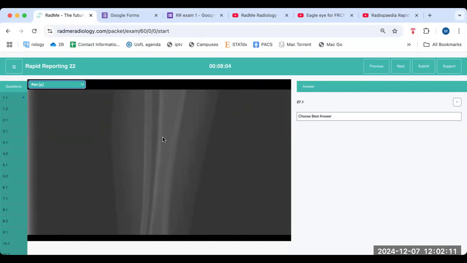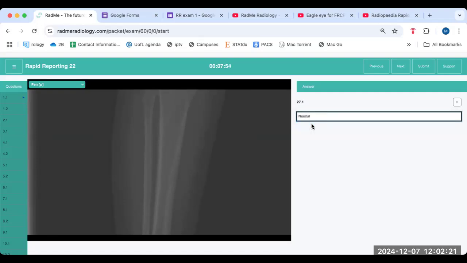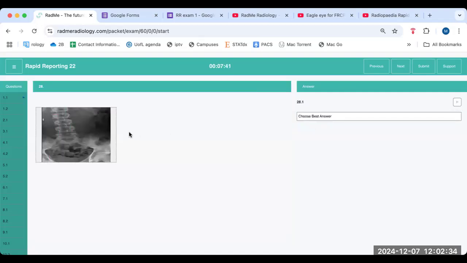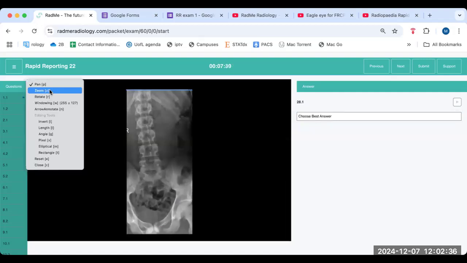I think if I am not sure, better not to put it and keep it as normal. If you miss an image, it is okay, or even two images, it is okay. But if you overcall everything, you may probably get 4 or 5 images wrong. So better to be on the safe side.